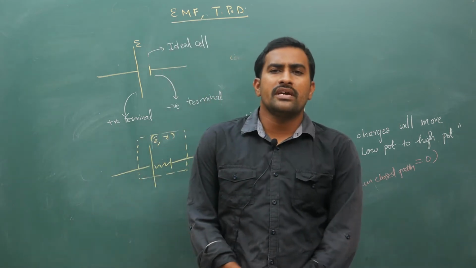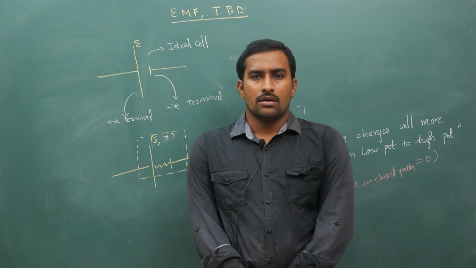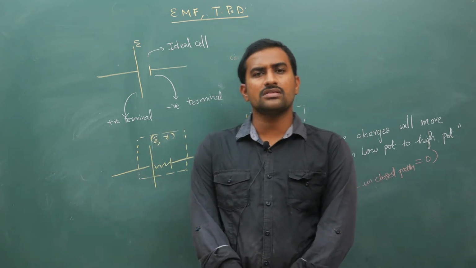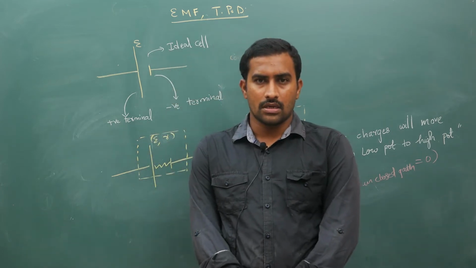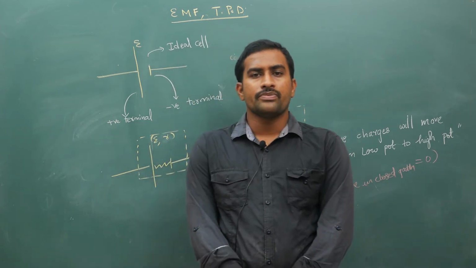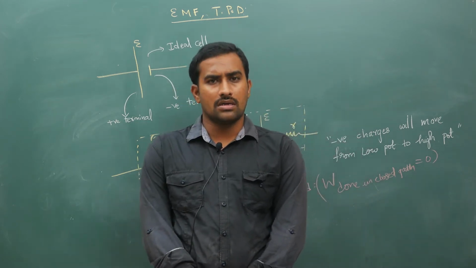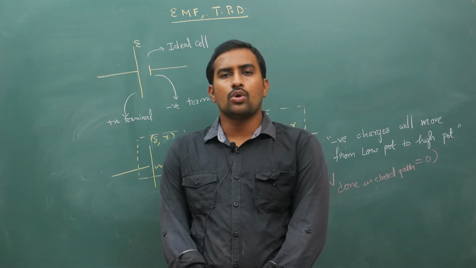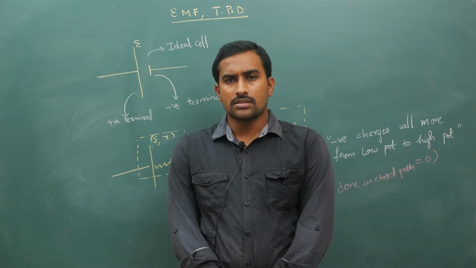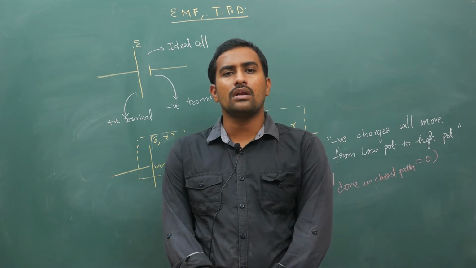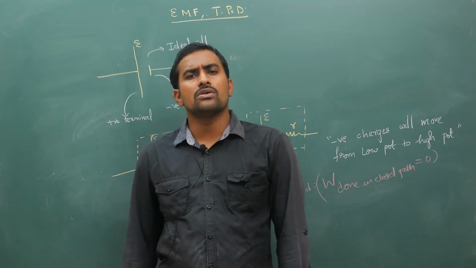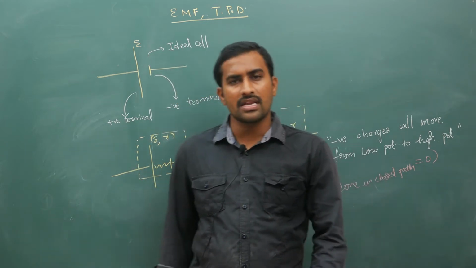Okay, so in today's class we are going to see what is the difference between EMF and terminal potential difference. EMF is different from terminal potential difference. Your EMF is the work done by +1 coulomb charge to bring it around a closed path, whereas your terminal potential difference is the potential difference between the positive and negative terminals of the battery. Okay, so that is your basic definition, but what is its meaning, I will elaborate.